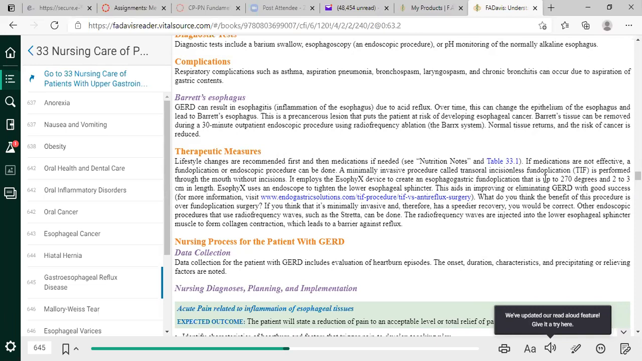GERD can result in inflammation of the esophagus due to acid reflux. Over time, this can change the epithelium of the esophagus and lead to Barrett's esophagus. This is a precancerous lesion that puts the patient at risk for developing esophageal cancer. Barrett's tissue can be removed during a 30-minute outpatient endoscopic procedure using radiofrequency ablation. Normal tissue returns and the risk of cancer is reduced.